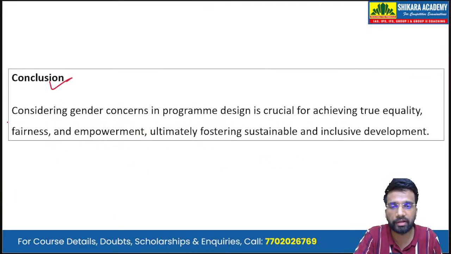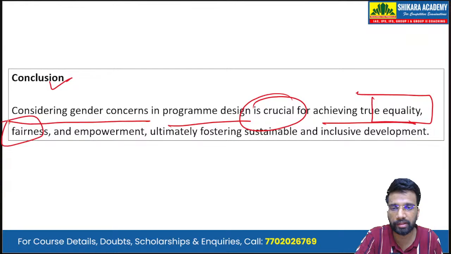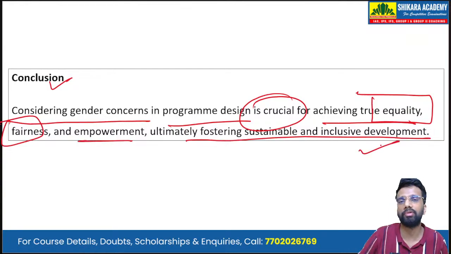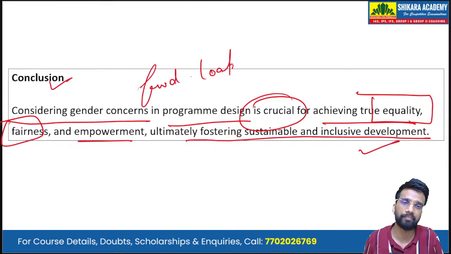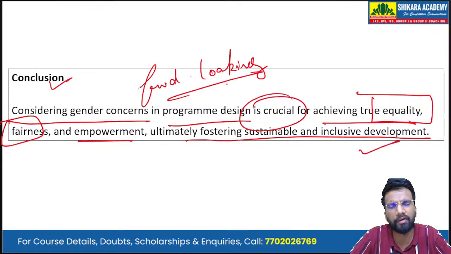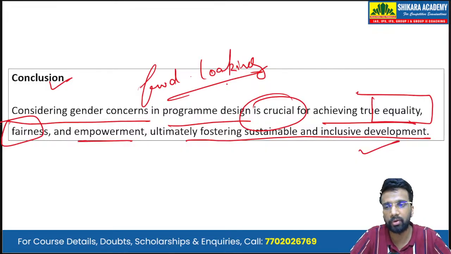Then, in conclusion, we write: considering gender concerns in program design is crucial for achieving true equality, fairness, and empowerment, ultimately fostering a sustainable and inclusive development. This is our forward looking conclusion. We have written a very crisp introduction and conclusion in the answer, because the body contains a lot of words and we have to respect the word limit that is given in the question paper.